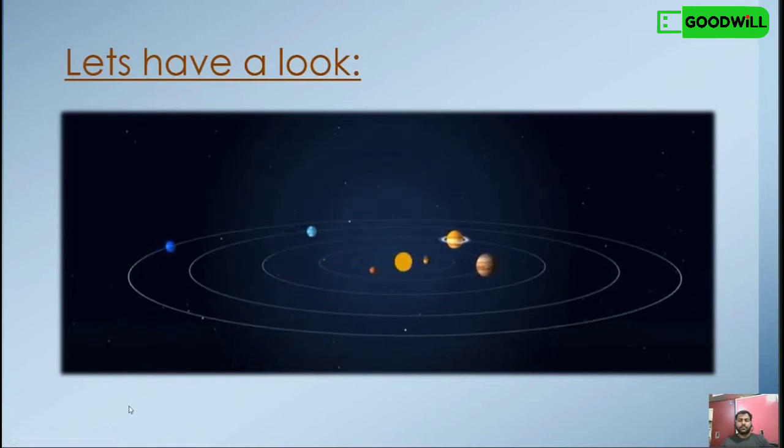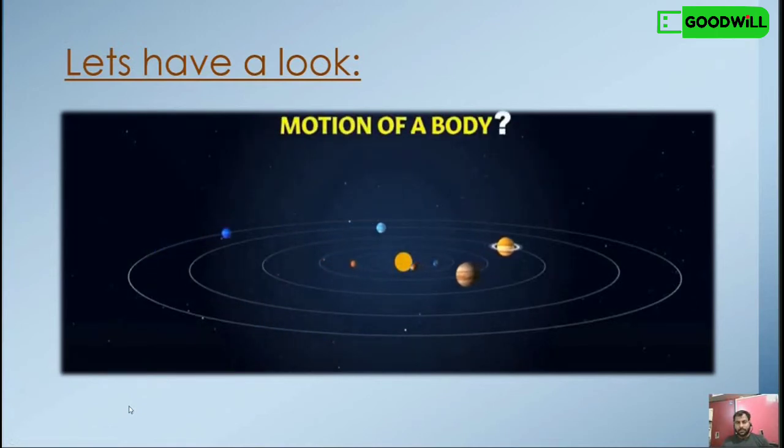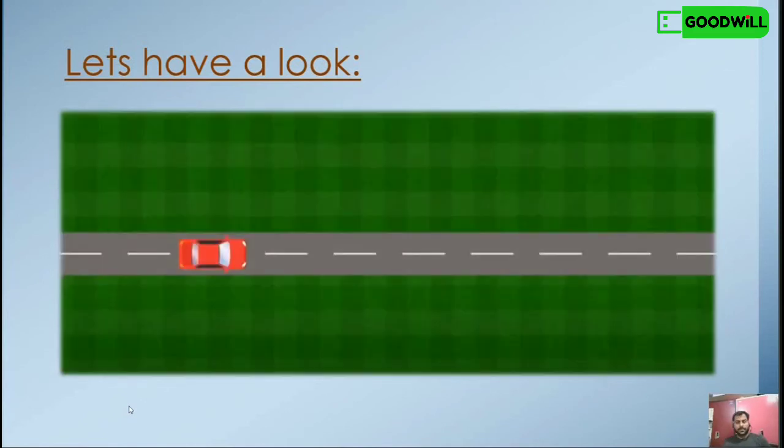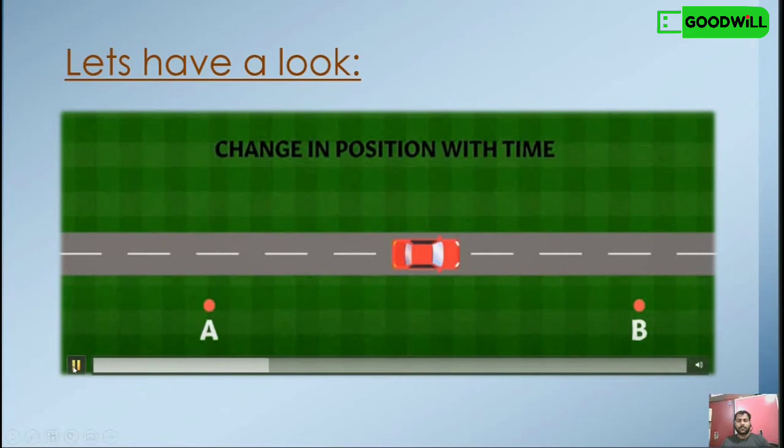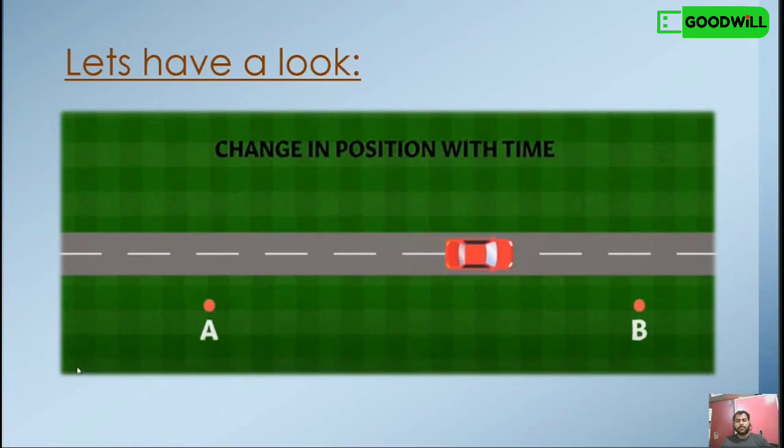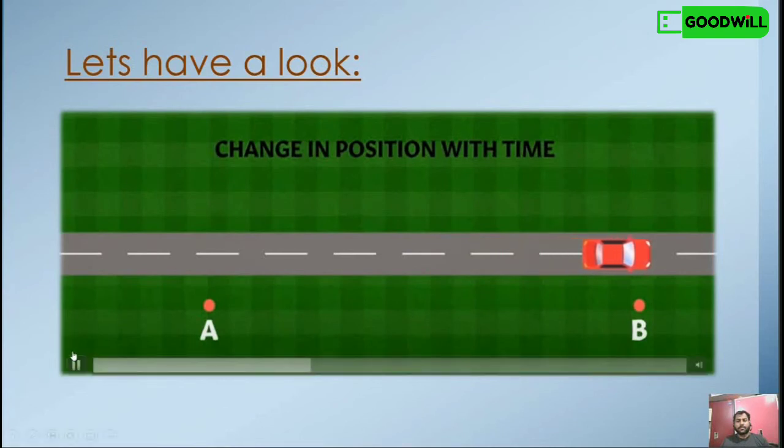How can we define something as intuitive as motion of a body? Well, let's say this vehicle moves from point A to point B. You see that as it's moving towards B, its position in space changes with time. Initially it was here, then here, and now after some time it's here. Notice what's changing: the position of the object, and the time too, which is changing anyway.